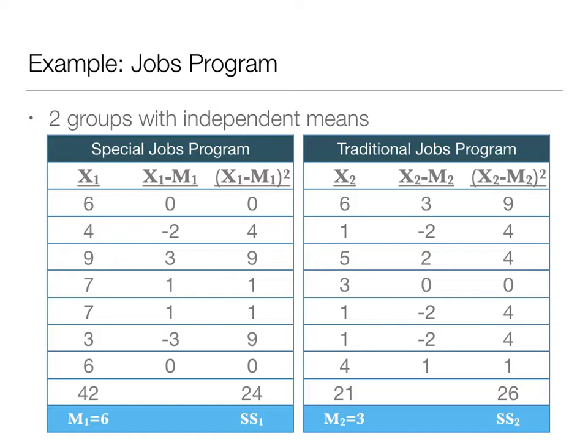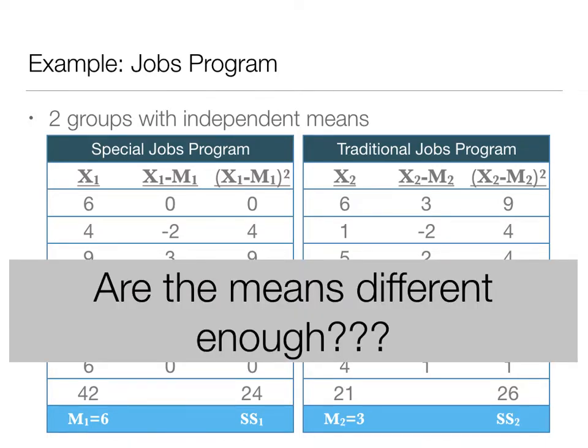Again, the question here, though, is, are the means different enough? And again, we're using this estimate of variance to help us make that decision. So our comparison distribution, we have 7 people in each group, right? So we have an N of 14.